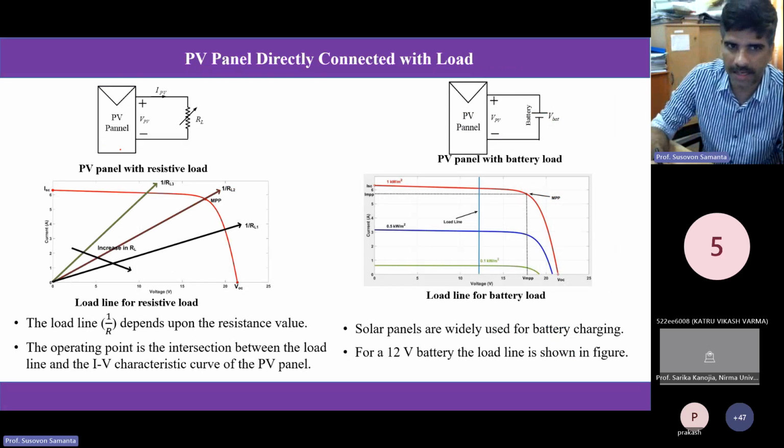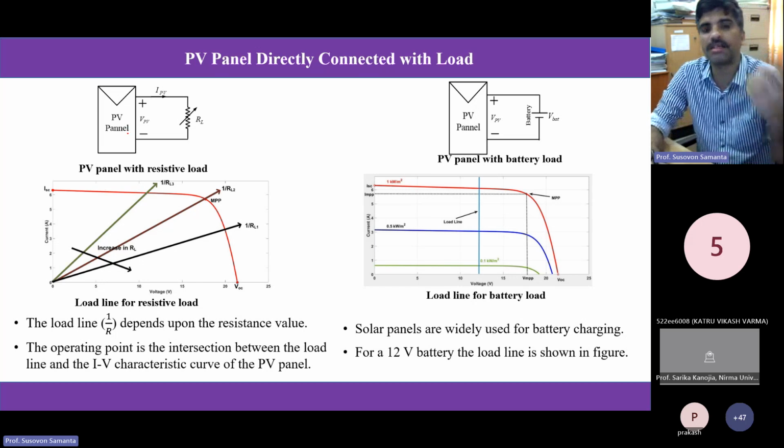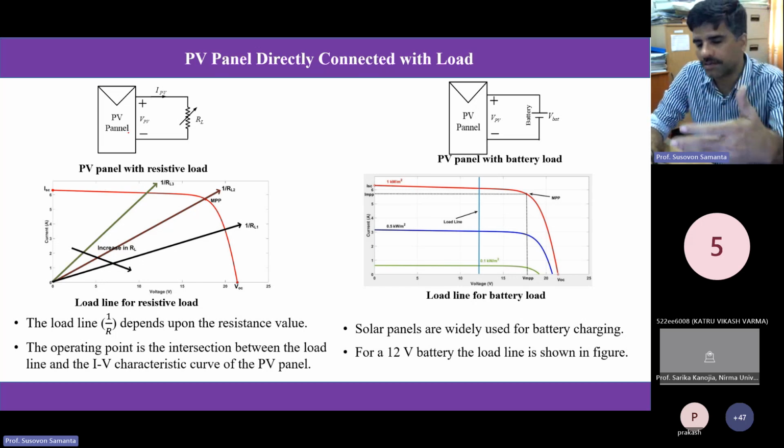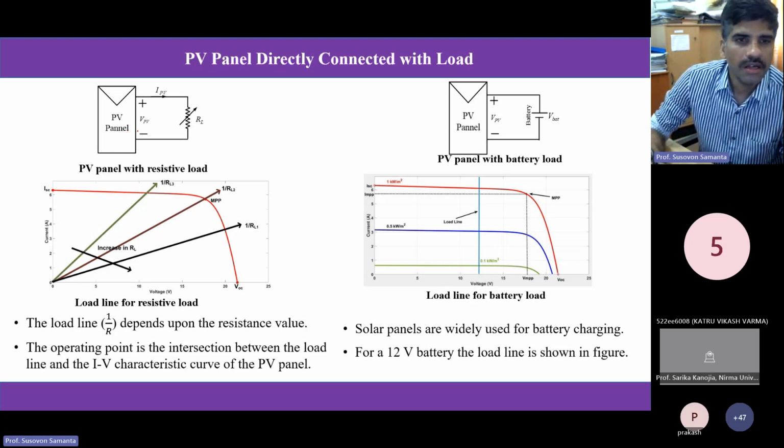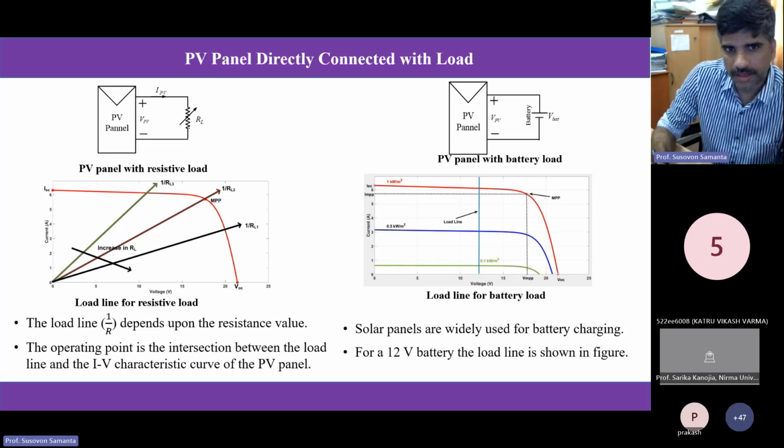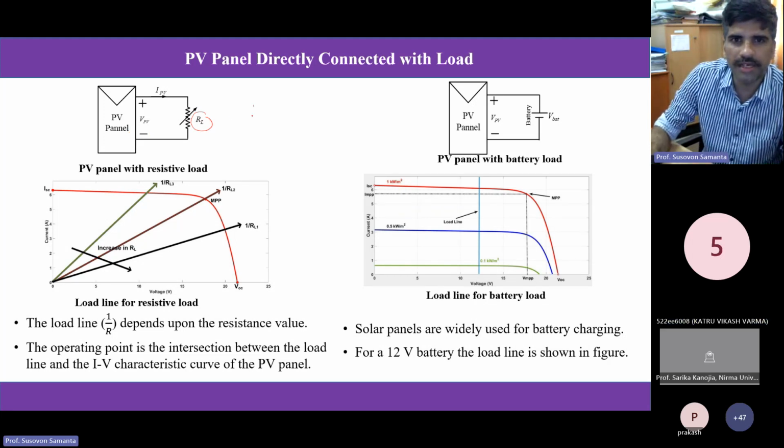If I have a PV panel, I can directly connect a resistive load to the panel. What is the problem with that? Why do we need a DC-DC converter, or, for example, any power electronics circuit? If I connect a resistive load directly to the panel, what will happen? The panel has IV characteristics that we have already seen. So this is your VPV and this is your IPV.